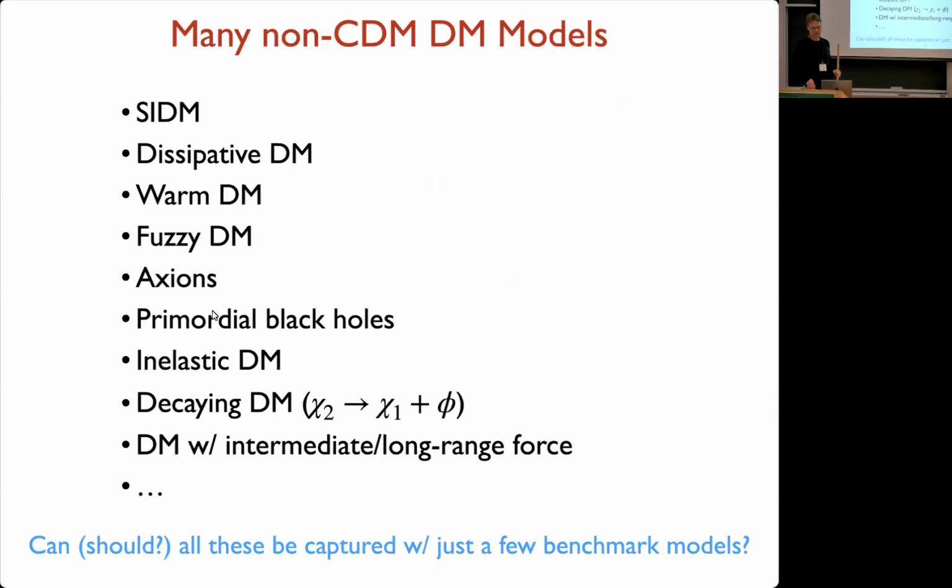Okay, so first, actually, the organizer originally asked me to give a talk on an overview of models. I didn't really want to do that, and David said it's okay not to, but here's my one slide talk summary on some of the models that are out there. But the question really for the workshop is, can and even should all these be captured with just a few benchmark models? Can we abstract the essential things from this whole range of physics that is in principle possible for the dark sector? And also, maybe some of them are more interesting. Those are the kind of questions I think we have to ask in this workshop.